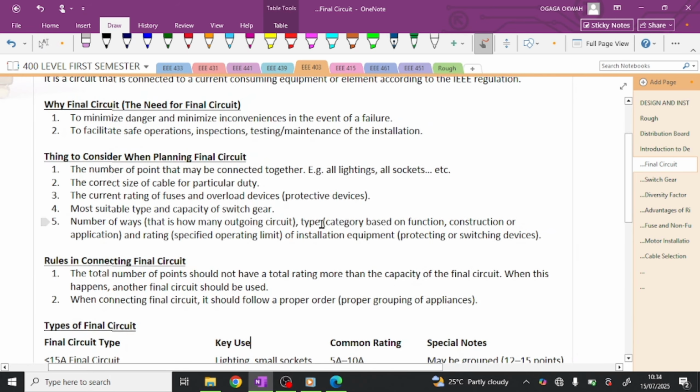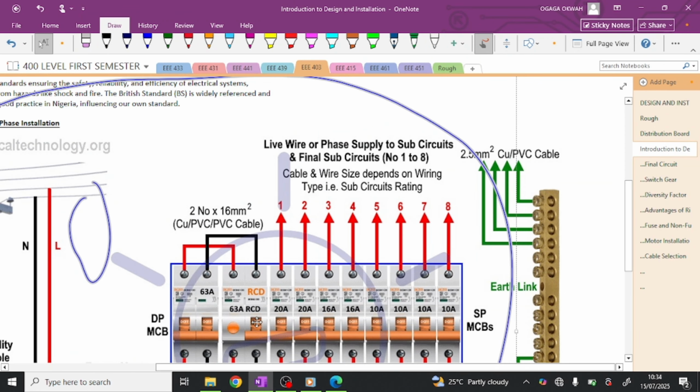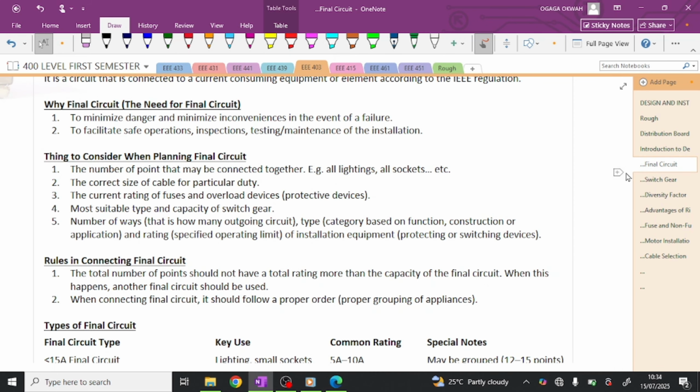In case the total rating of the points is more than the rating of the final circuit, another final circuit should be connected. You have a lot of fans, a lot of lights. If the total rating is more than the rating of your final circuit, then create another final circuit and send some of those loads there so that it will not be more than the rating. Are we together? So that's the first rule.